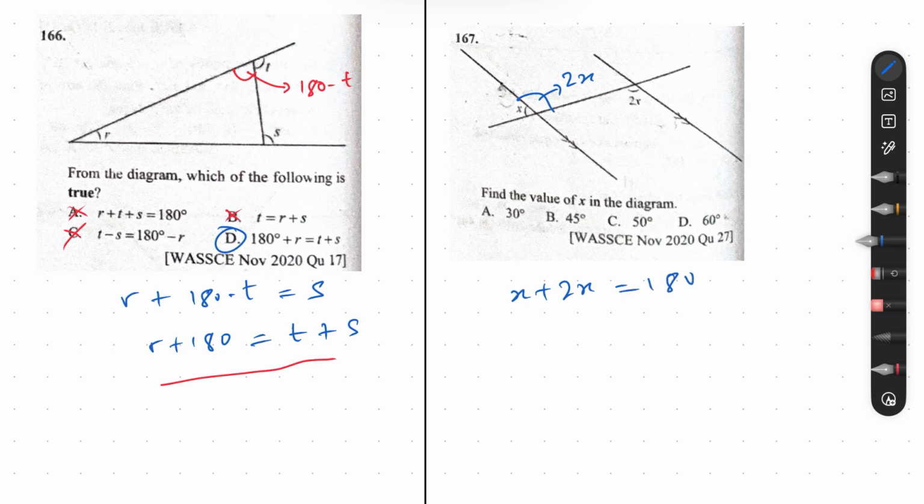That means 3x equals 180. Let's divide both sides by 3. So we'll have x equals what? The 3 will cancel out, and this will go here, 60. We have 60. So our answer is what? D. Cool.